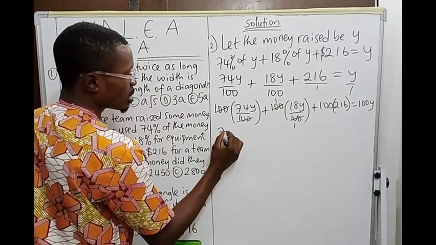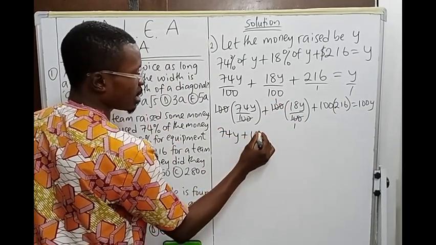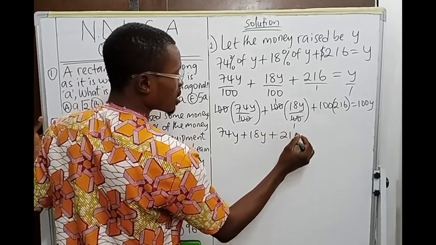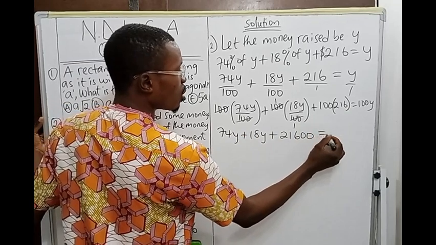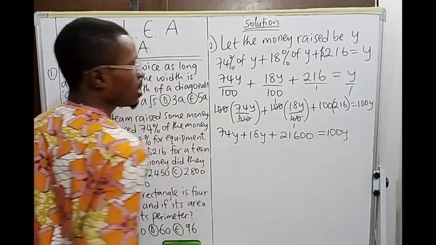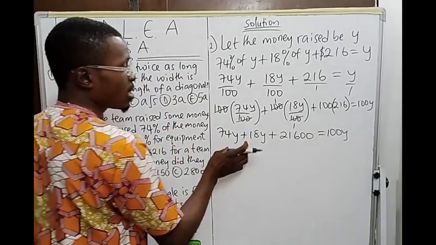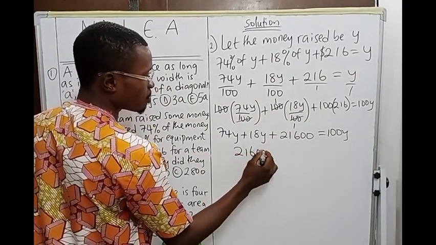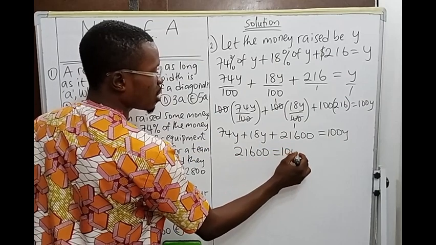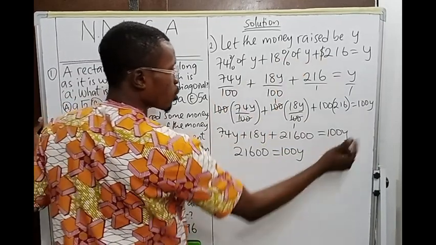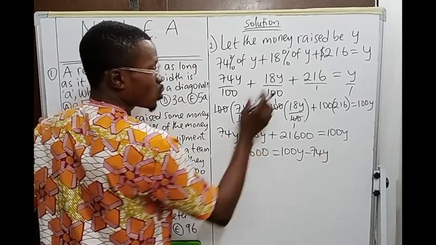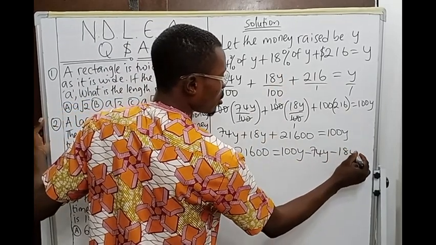What do you have left? 74y plus 18y plus 100 times 216, which is 21600, equals 100y. Next, we collect like terms. These terms of y, we take to the other side. So we have 21600 left here, and 100y is on the right hand side. So 74y comes here and becomes minus 74y, and 18y also comes here and becomes minus 18y.